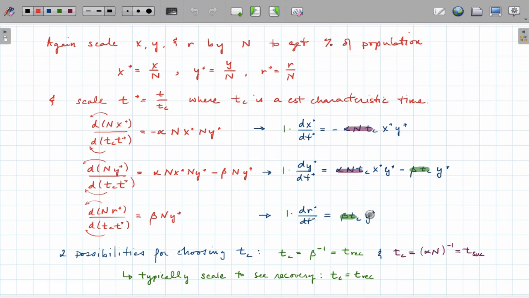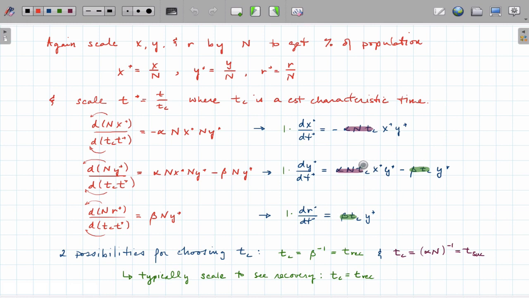What we really have to determine now is which one of these mechanisms we want to focus on, because once we've determined tc from any one of the mechanisms, either the purple highlighted community spread mechanism or the recovery mechanism, once we select that, it's going to determine a parameter for the other mechanism in the problem, as we'll see.